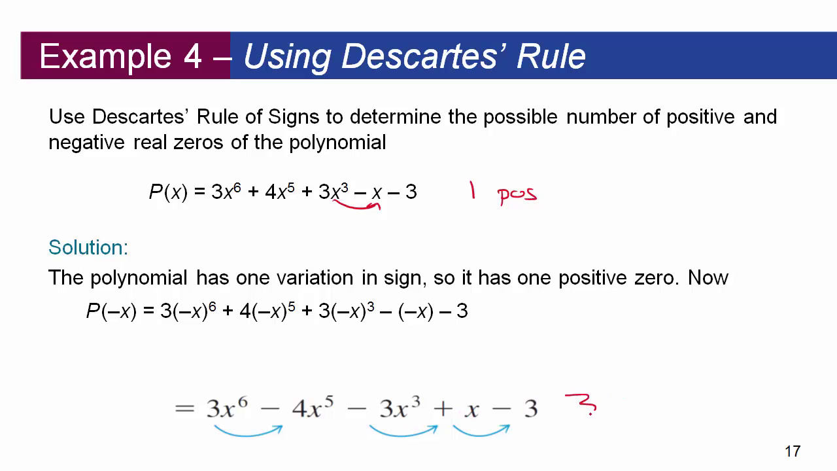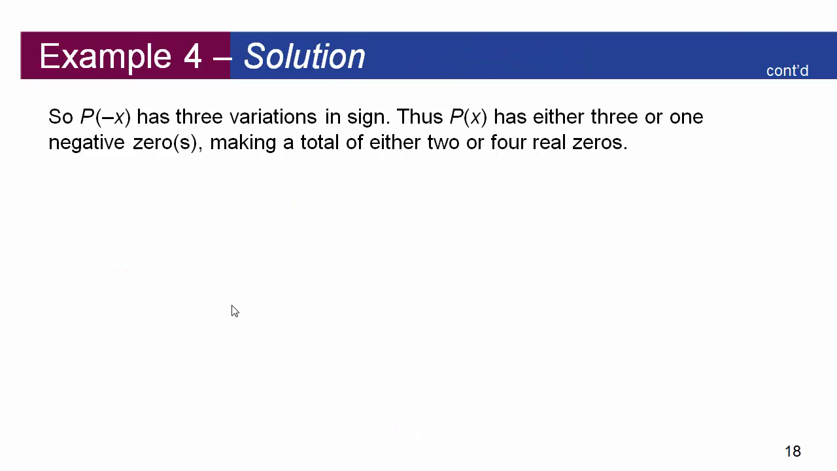So we have either 3 or 1 for that one, right? So that tells us that we either have 3 or 1 negatives, and we only have 1 positive. So that means we either have 2 total or 4 total zeros, right? Remember, these are real zeros. It doesn't count imaginaries.